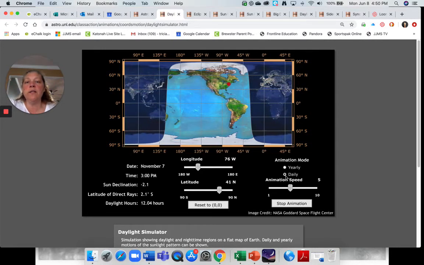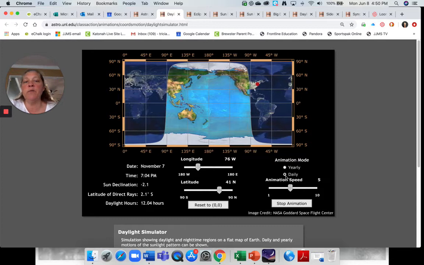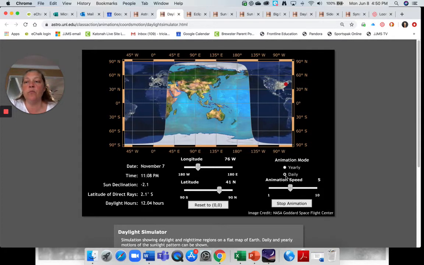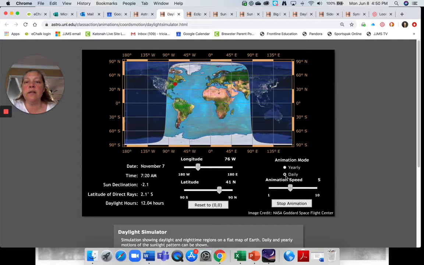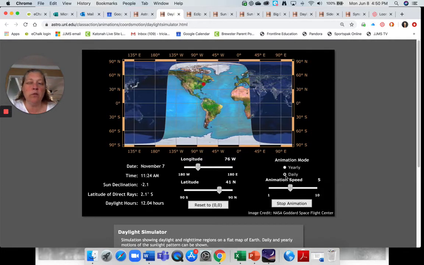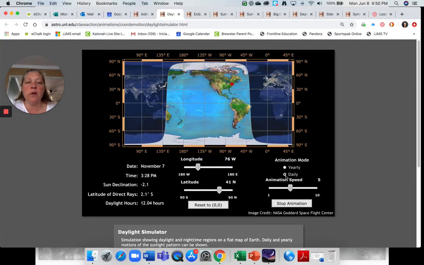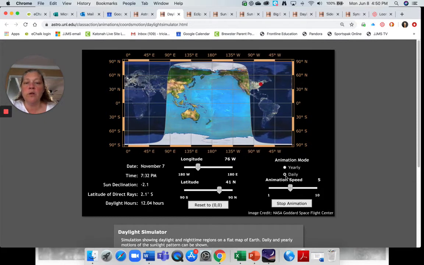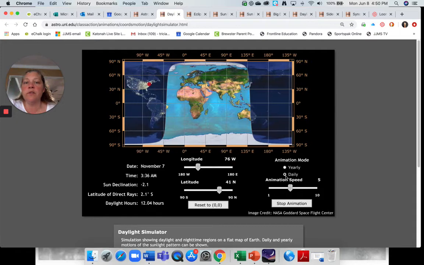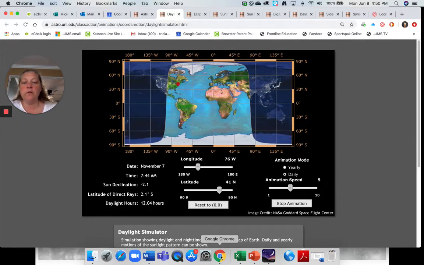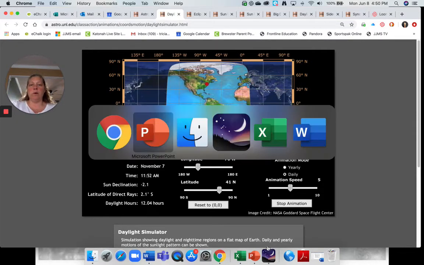That would be us. See, the red dot is us. That would be us in November, right after the equinox. And you see that the day-night line is not perfectly up and down, not perfectly parallel to the longitudes, but you can see that the Southern Hemisphere gets a little bit more duration of insolation than we do. Okay, so let's go back to the PowerPoint.